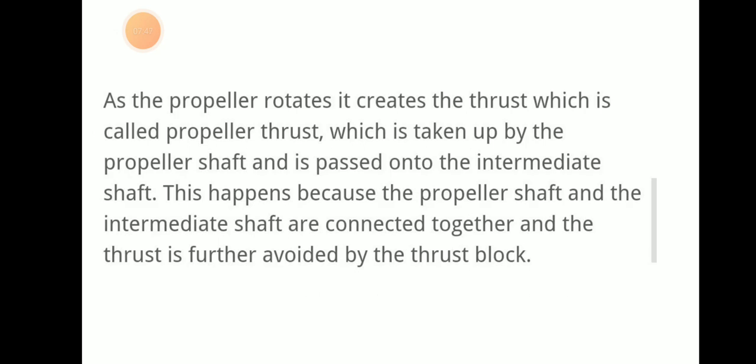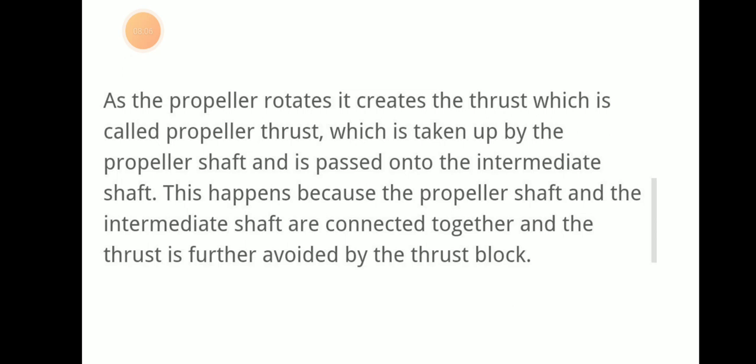As the propeller rotates it will create a thrust known as propeller thrust, which is taken up by the propeller shaft and passed on to the intermediate shaft. This happens because the propeller shaft and intermediate shaft are connected together, and the thrust is further taken up by the thrust block.